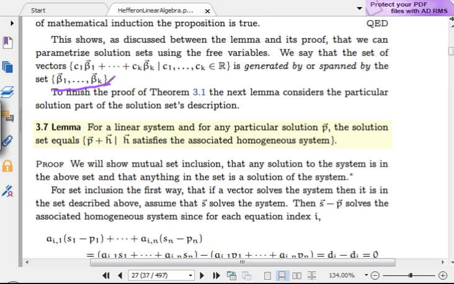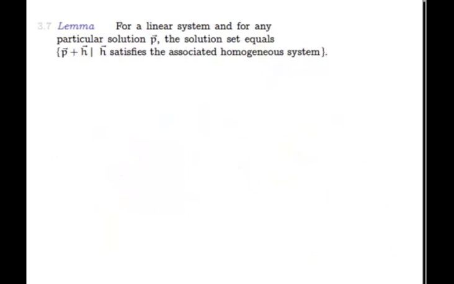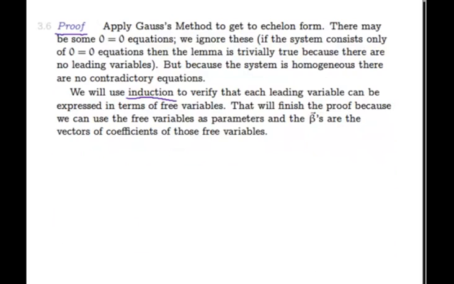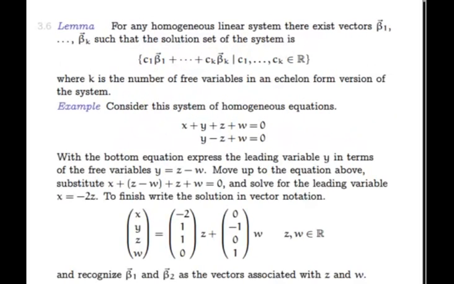beta 1 through beta k. Right. Now, to finish the proof of theorem 3.1, the next lemma considers the particular solution part of the solution set's description. Okay, so let's review what we've just proved. We've just proved that any homogeneous linear system has a solution that can be written as a linear combination of vectors.